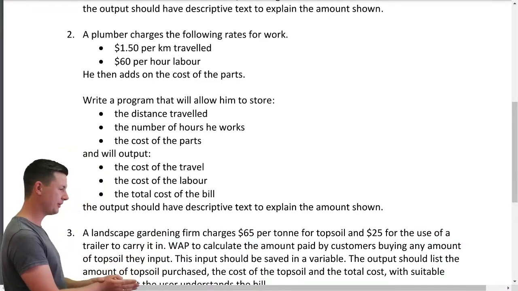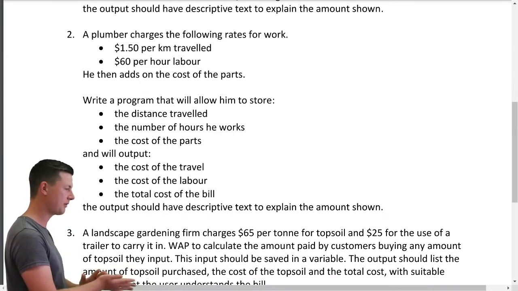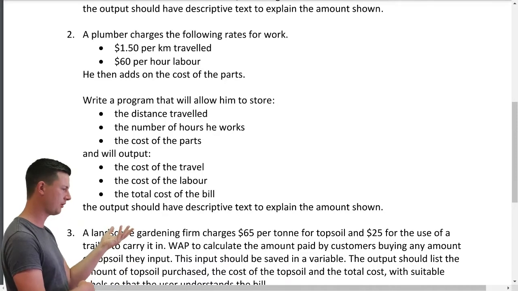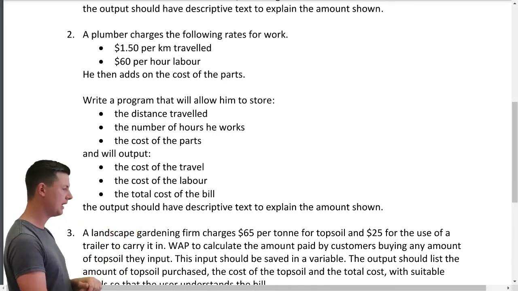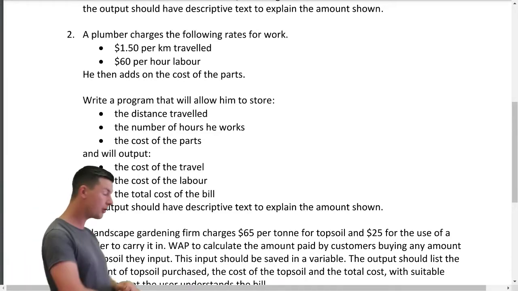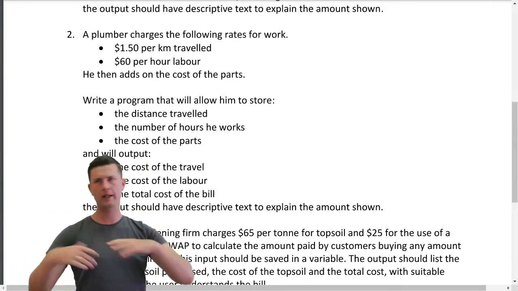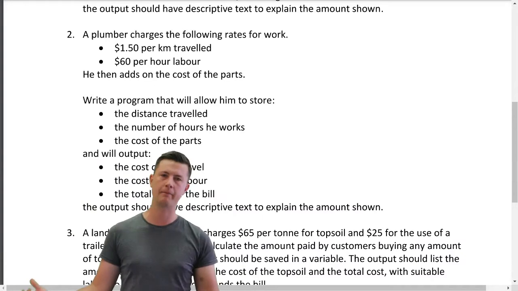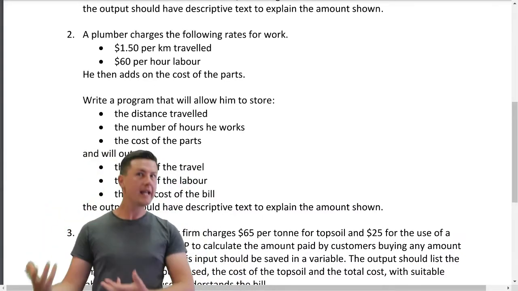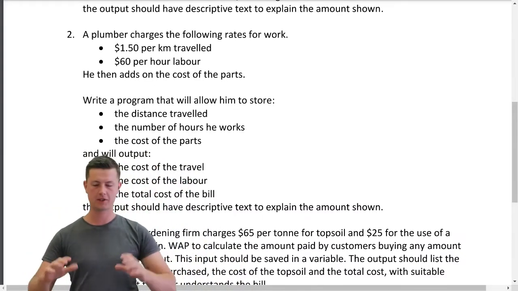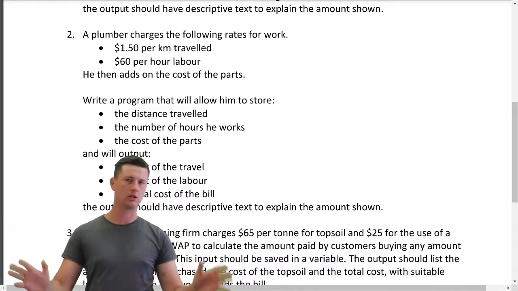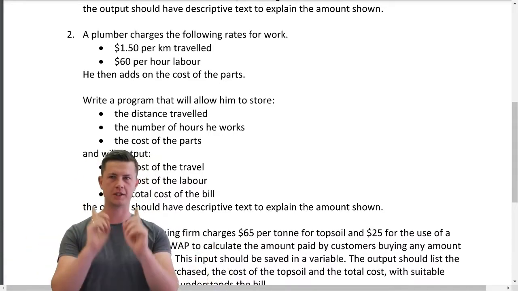And it outputs the cost of the travel, the cost of the labour, and the total cost of the bill. You don't need to output the cost of the parts, it seems. The output should have a descriptive text to explain the amount shown, same as last time. We're not just going to output meaningless numbers. We're going to output it with some text so that the user of this knows what's going on. Always imagine the user isn't you.